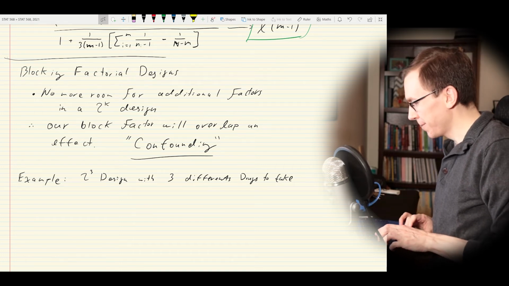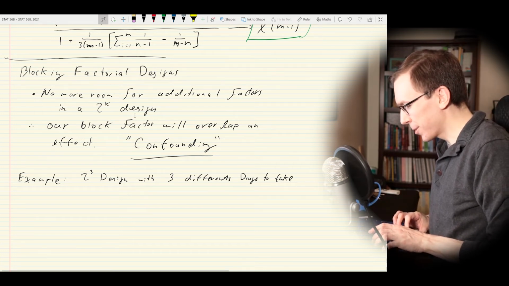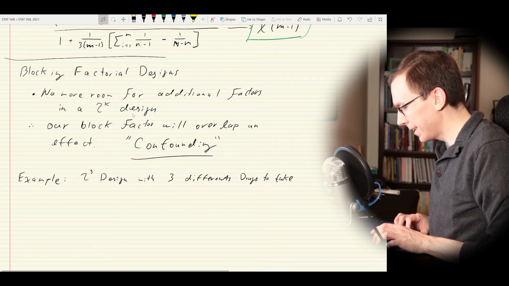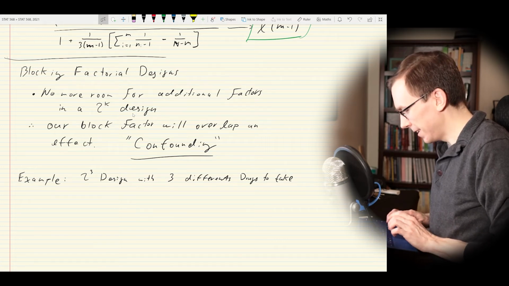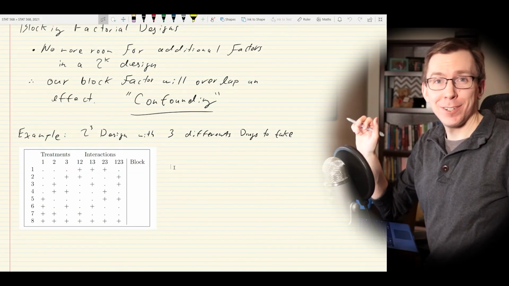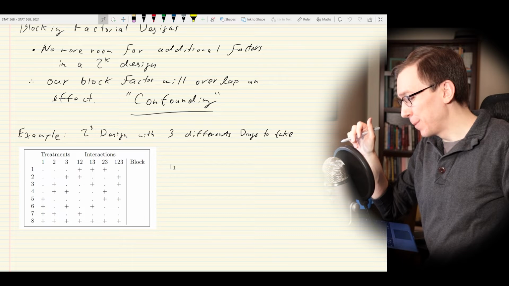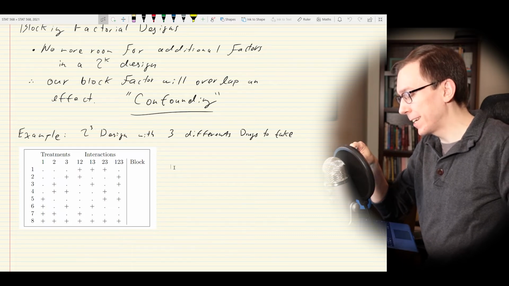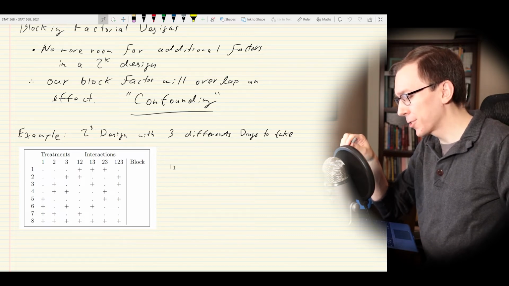Actually, you know what we're going to do? At the risk of destroying my recording, I am going to go find this and copy it over from my notes. So, all right, I have my 2 to the 3 design now, which includes not just the settings for the treatments, but all of the interactions.